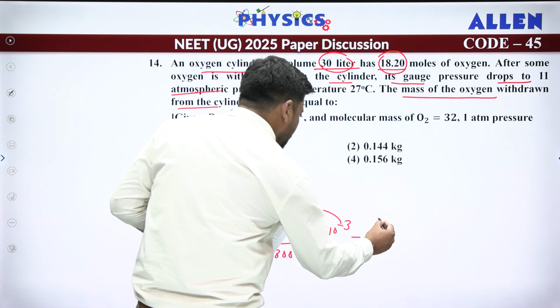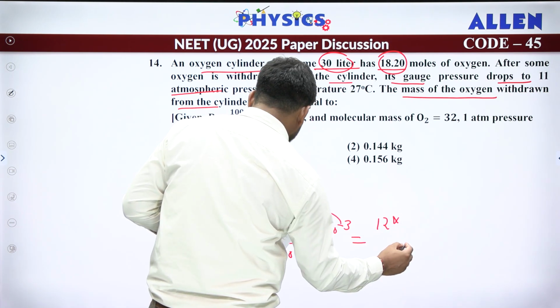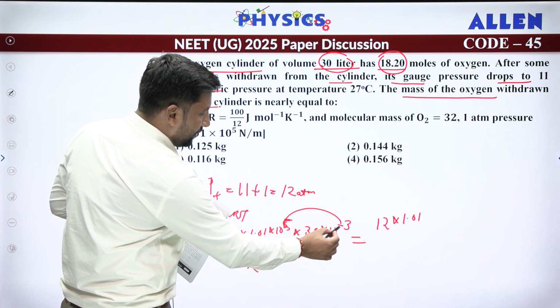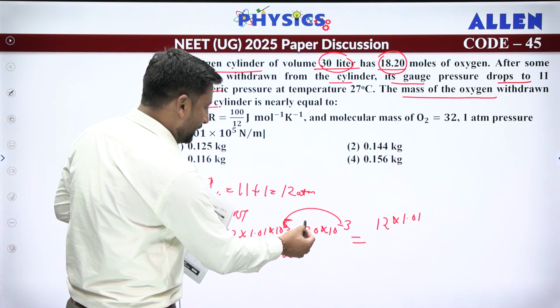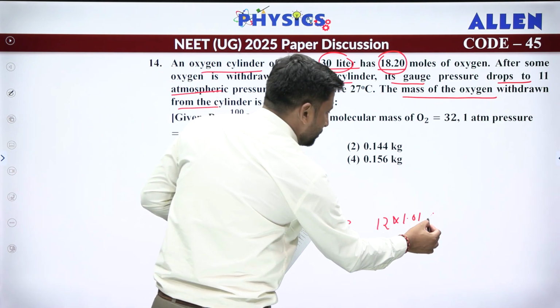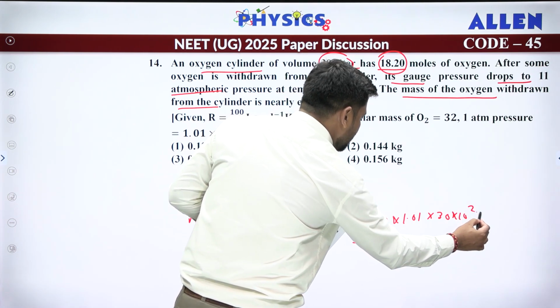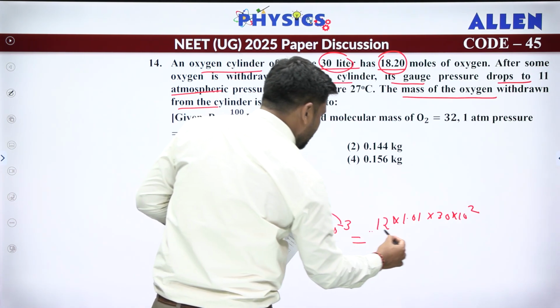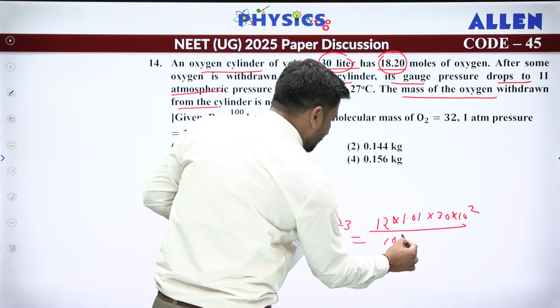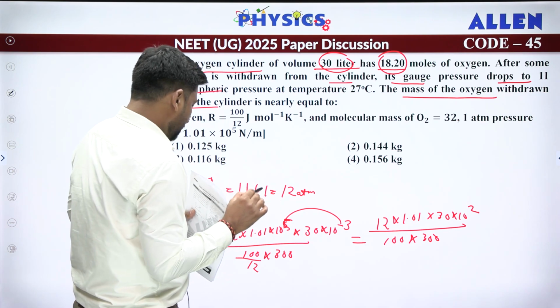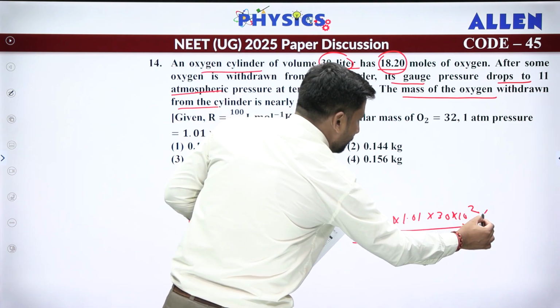So you will get 12 into 1.01, and from here 5 and minus 3 are already gone, so you will get 2 and there is 1 more here. So 30 into 10 to the power 2 we can say here. This is 100 into 300, and there is one more 12 here. So one more 12 we can write here.